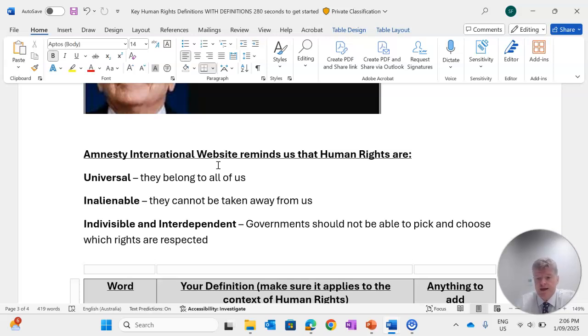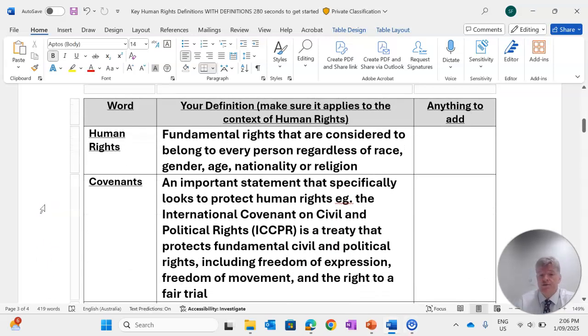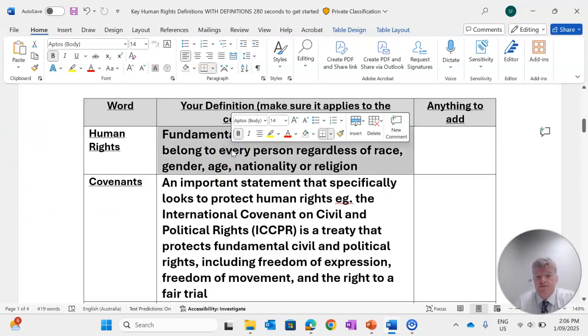And we're going to look at what human rights are later, but they're things like the right to education, the right to life, the right to a job in safe working conditions. But let's go through these definitions one by one. So the first is human rights. So human rights are the fundamental rights that are considered to belong to every person, regardless of race, gender, age, nationality, or religion. The fundamental rights.